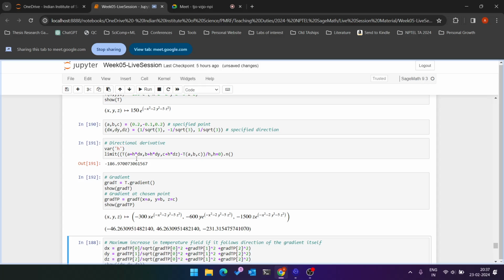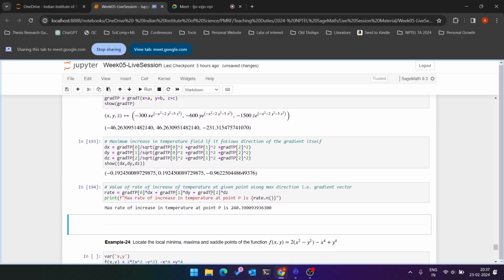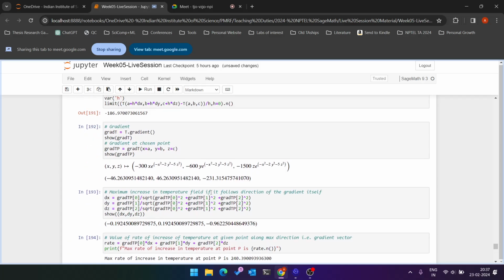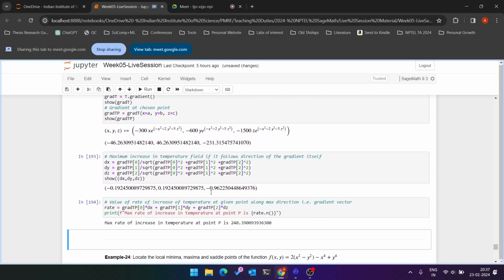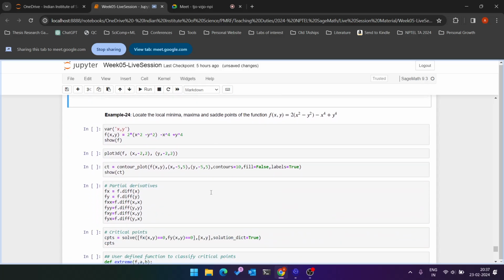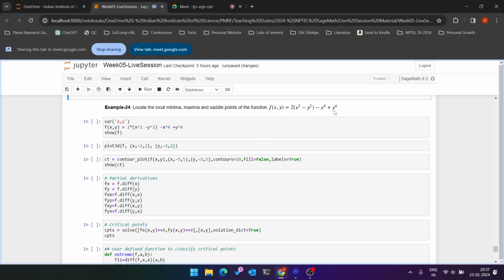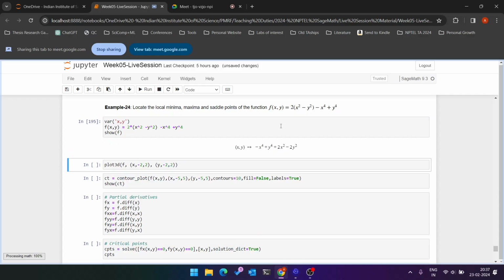You can already see that the gradient values have jumped, and you have a relatively larger increase in temperature. Okay, so this completes this problem. Next problem is on critical points, basically local minima, maxima, saddle points for a function of the form f of x y is twice of x square minus y square minus x raised to 4 plus y raised to 4. Same process, begin by initializing variables, defining the function.